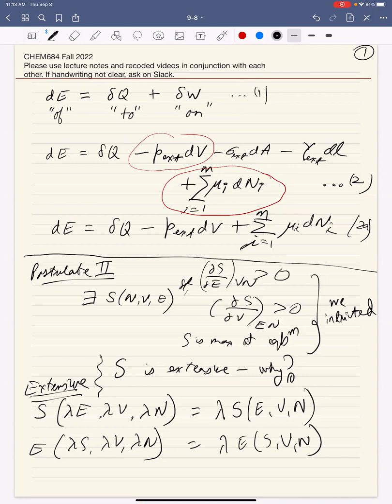We can also think about intensive functions in thermodynamics, right? How do we define intensive state functions? What should be the property of an intensive state function? If I is some intensive state function, that means that I of lambda E, lambda V, lambda N should be I of E, V, N.